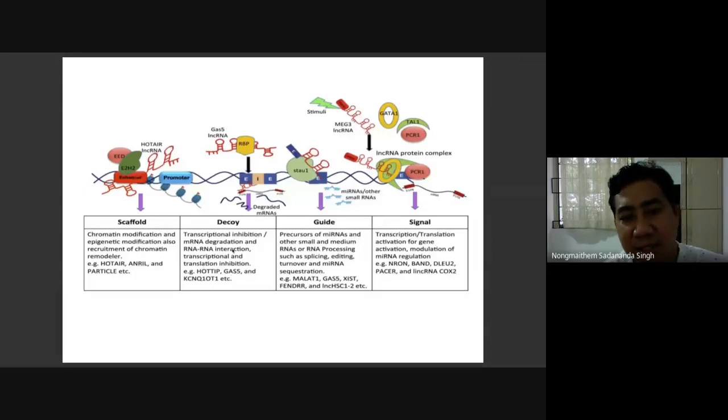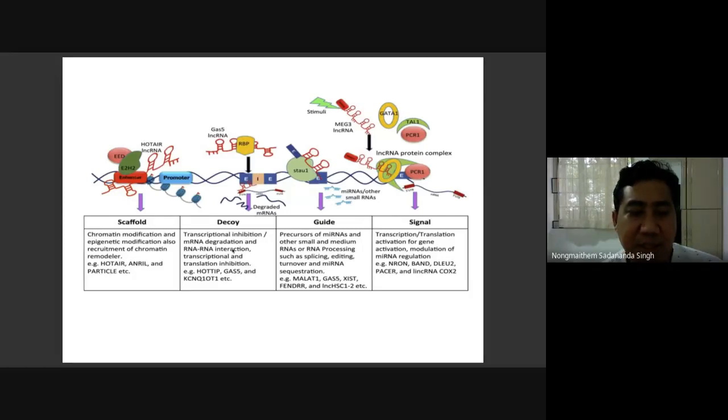The second thing is that it can change the transcriptional level by recruiting activators or by recruiting inactivators and change the pattern of transcription.